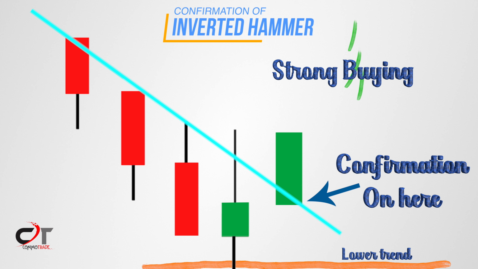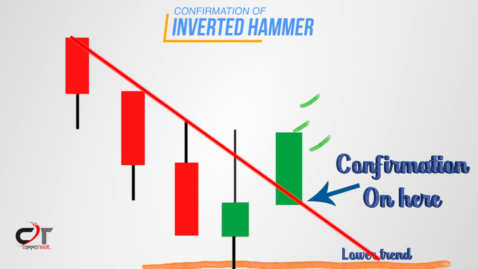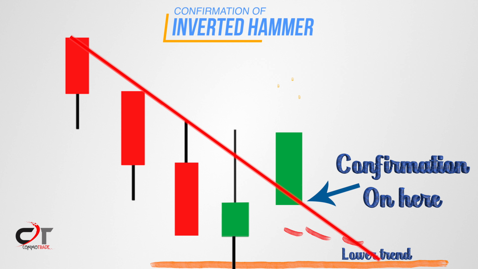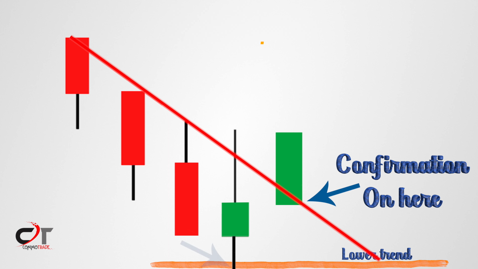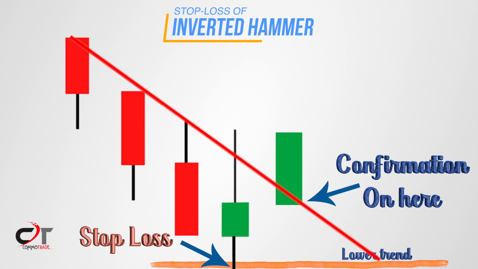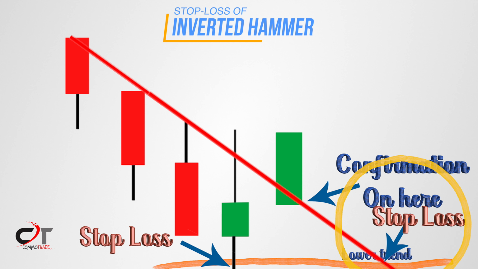Ideally, this confirmation candle shows strong buying, and the inverted hammer candlestick pattern signals a possible price reversal to the upside. Here we can know that candlestick traders will typically look to enter long positions, or exit short positions, during or after the confirmation candle. For those taking new long positions, the stop loss can be placed below the low of the inverted hammer's shadow.